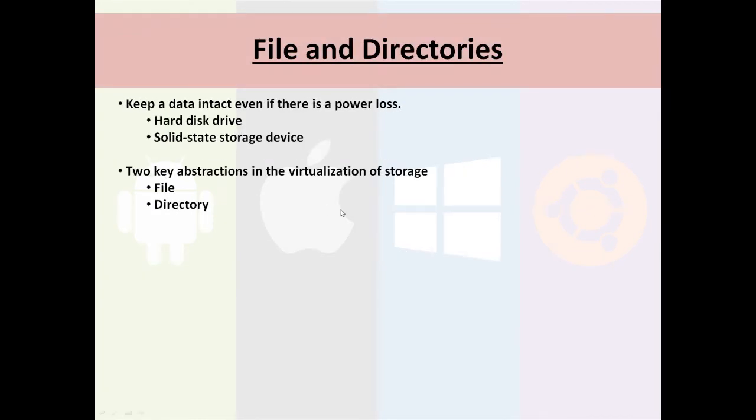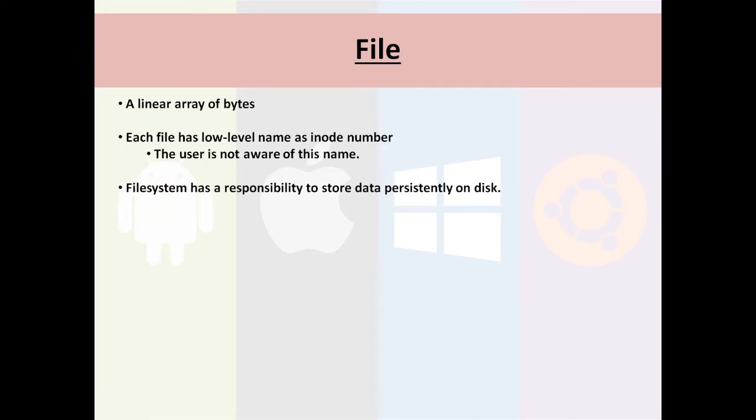Cool. So moving on to getting more into detail with our abstraction of storage, and that is through the use of files and directories. So two key abstractions have developed over time in the virtualization of storage. And like I said, the first being files and the second being directories. And this is abstraction in terms of our hard disks. Well, the first one is the file. That's what we're going to be looking at now.